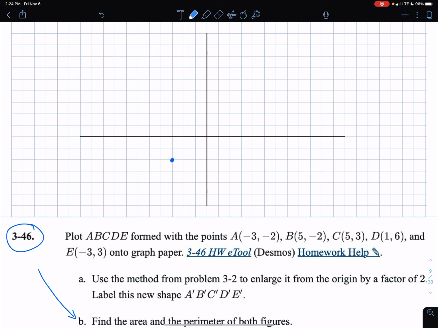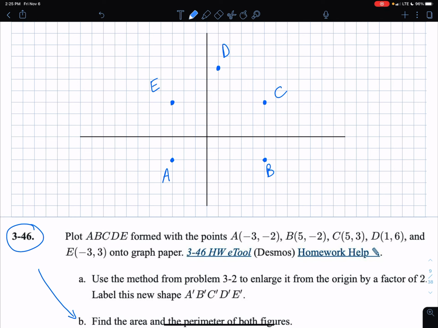And so that is down there. B is at 5, -2. Should be about there. And again, this is A, B. C is at 5, 3. So a little bit above where point B was. Point D is at 1, 6. It's right here. Ooh, 1, 2. Right here. And then our last point is point E, and that's at -3, 3. So E is a little bit above where point A was.